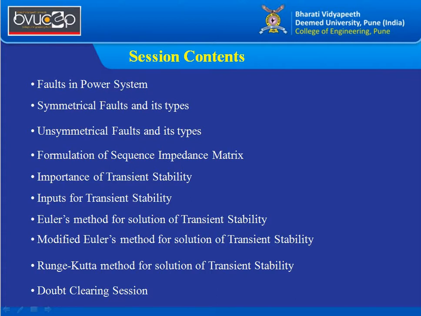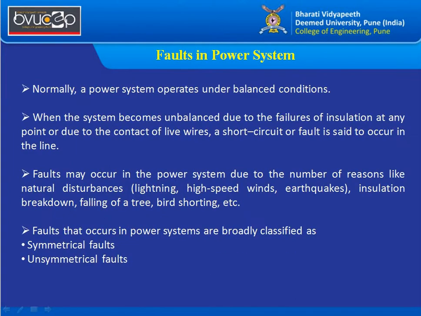So these are the contents that we are going to cover in this particular lecture, that are the faults occurring. So the faults can be of two types: either symmetrical or unsymmetrical faults, then the formulation of sequence impedance matrix, then what is transient stability, what is its importance, the inputs that are going to be required for transient stability, various methods for obtaining the solution of transient stability, and the conditions that we'll be studying in these particular methods. So let us start with the faults.